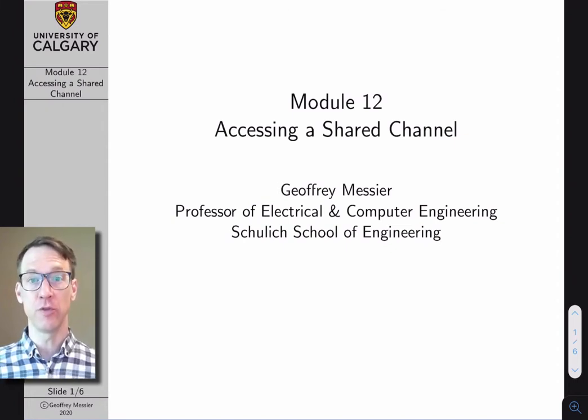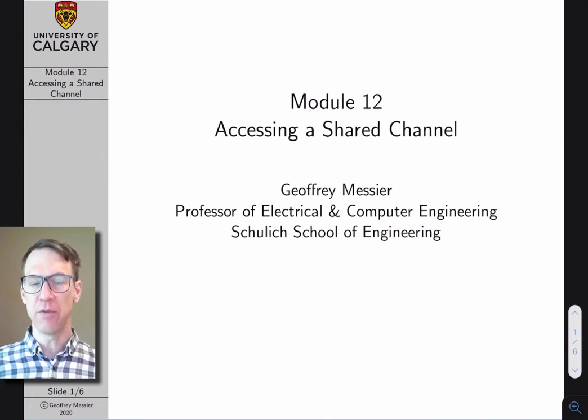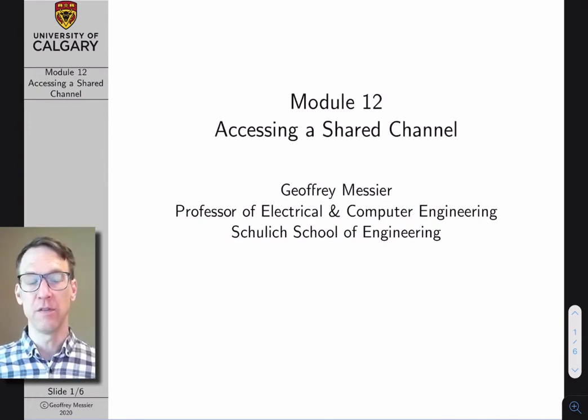And this is Module 12 in my Computer Networks lecture series, where I introduce at a high level the idea of how to design a protocol for accessing a shared channel.